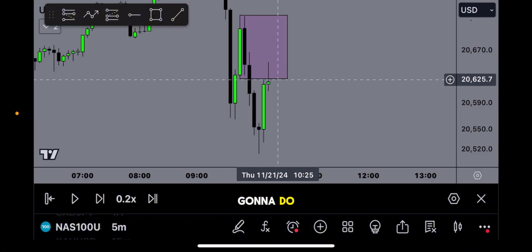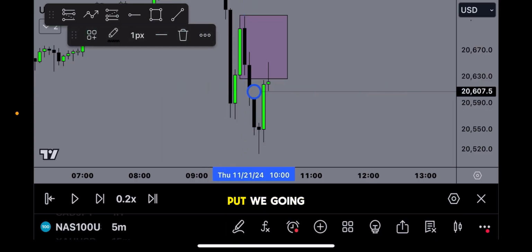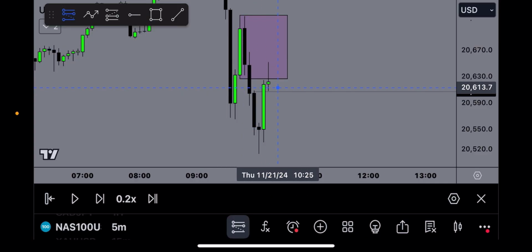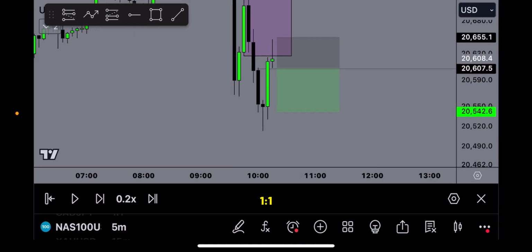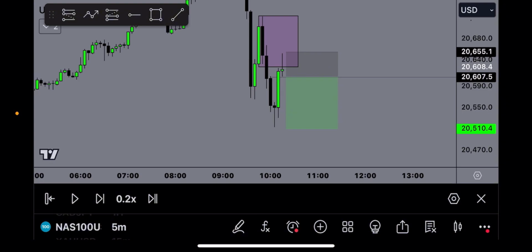Now what we're going to do, we're going to get in for sells on the next candle that breaks the low of the previous rejection candle that rejected off the zone. Right, I'll put my stop loss at the top of the rejection candle. And let's see what would have happened.